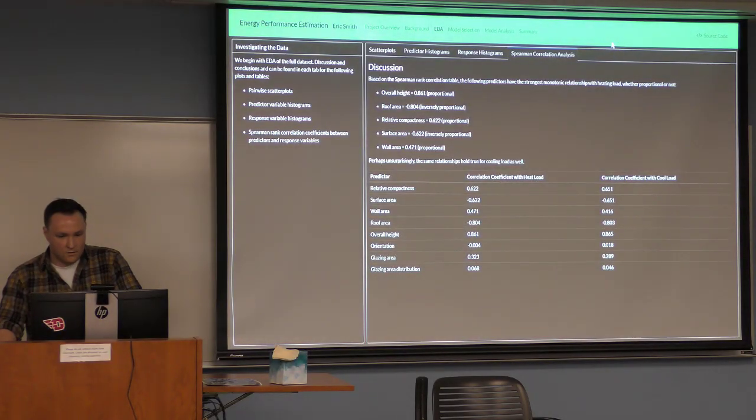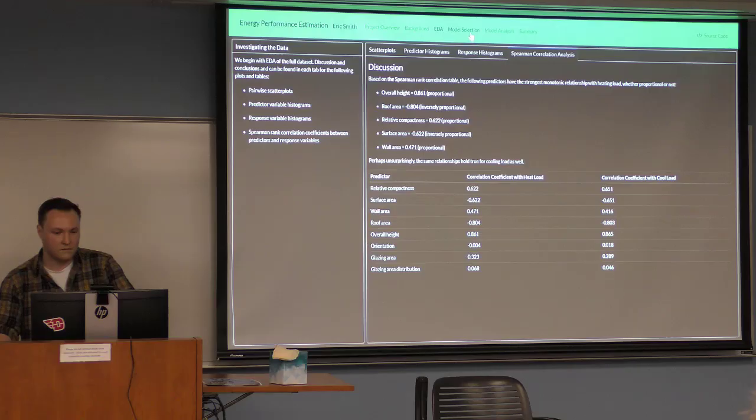For the Spearman rank correlation matrix, just looking at the values that we get out, the predictors that have the strongest relationships with the response are overall height, roof area, relative compactness, and surface area. Wall area has a moderately strong relationship, but the rest have little to no relationship with the heating.